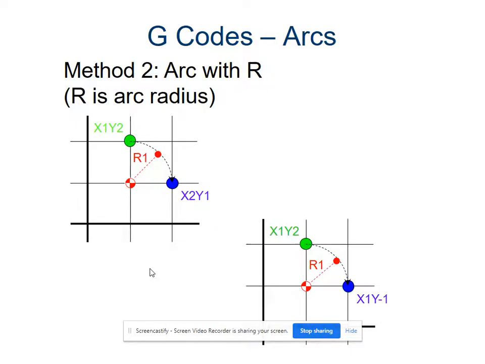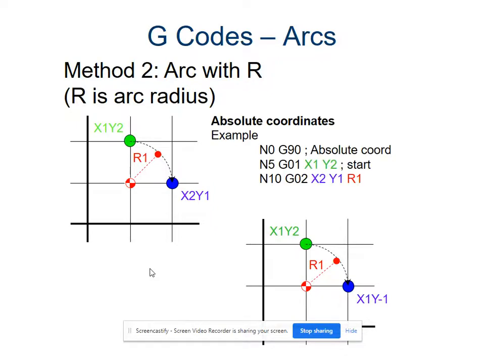When we have to do an arc, and we will be doing arcs, it's a requirement of this first project, you're going to use the arc technique. That's what's called method 2. It's an arc with a radius. How that works is you use the absolute coordinates.